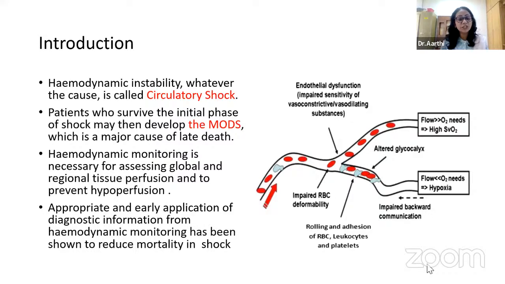Patients who survive the initial phase of shock, even in critical care or the perioperative period, may then go into multi-organ failure secondary to microcirculatory dysfunction, which is a major cause of late death if this circulatory disturbance is not addressed appropriately. Hence, we need to monitor hemodynamics to assess global and regional tissue perfusion, to prevent hypoperfusion and hence circulatory shock, and thereby prevent long-term and short-term morbidity and mortality. Appropriate and early application of diagnostic information from hemodynamic monitoring has been shown to reduce mortality with respect to shock.